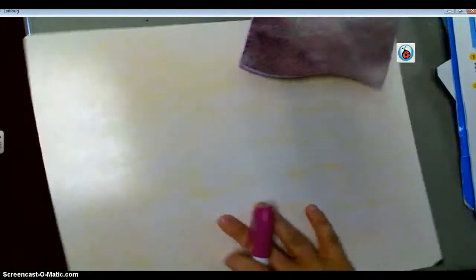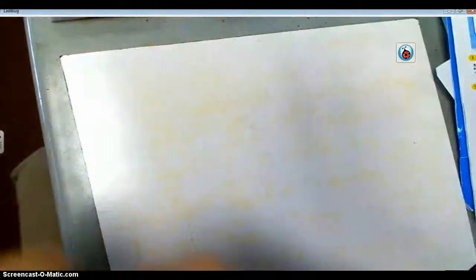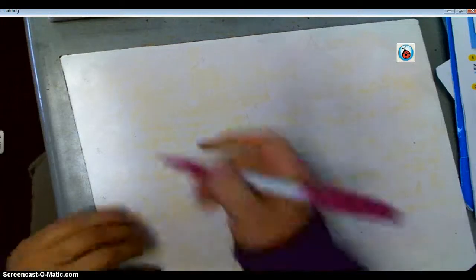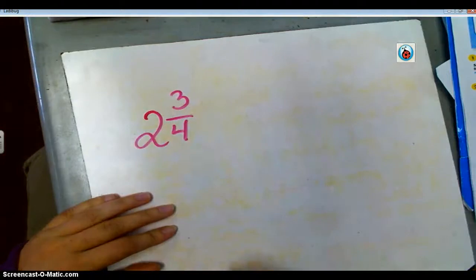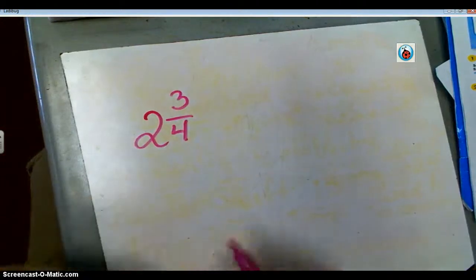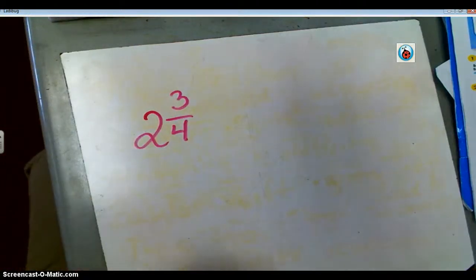Okay, with this lesson, you guys are going to use a skill that we've already learned, changing a mixed number to an improper fraction. So if I give you this mixed number, 2 and 3/4, let's change this to an improper fraction. You know how?